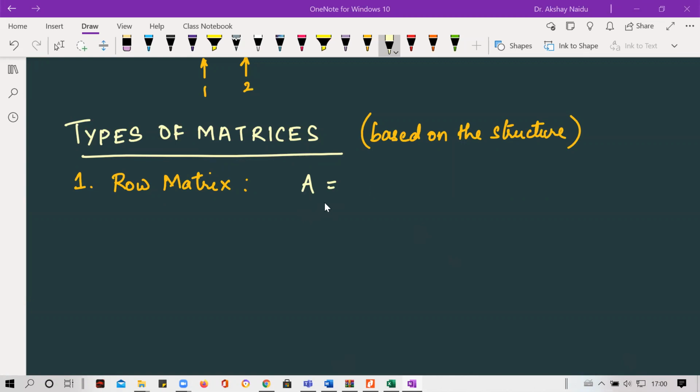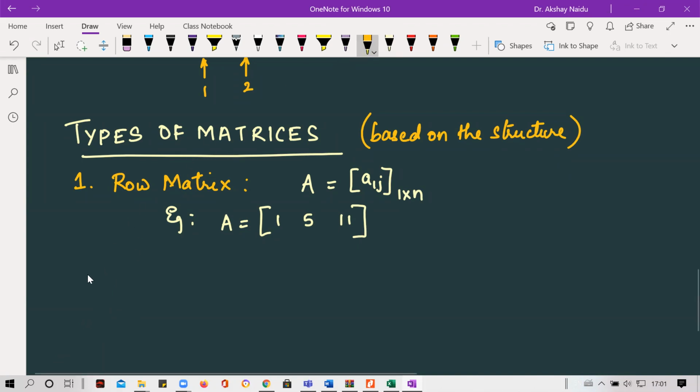So you have A1j. The order of the matrix will be 1 cross n. This is a row matrix. For example, A is a matrix which has 1, 5, 11. This is one row and 3 columns, but it is called a row matrix.